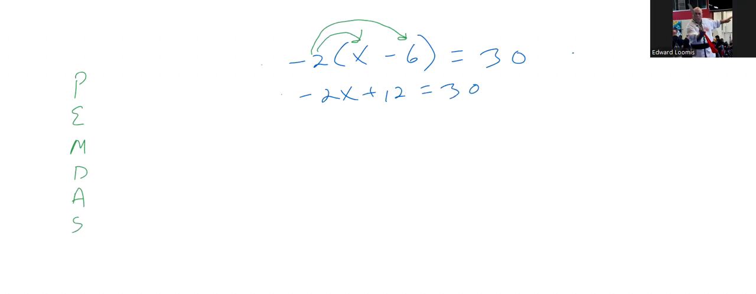Now, I see that I'm adding 12 to my negative 2x. So what I'm going to do is the opposite. It's a positive 12, so I'm going to make it a negative 12 on both sides. My positive and negative 12 cancel. So I get my negative 2x by itself. And right here, I just have 30 minus 12. That's 18.